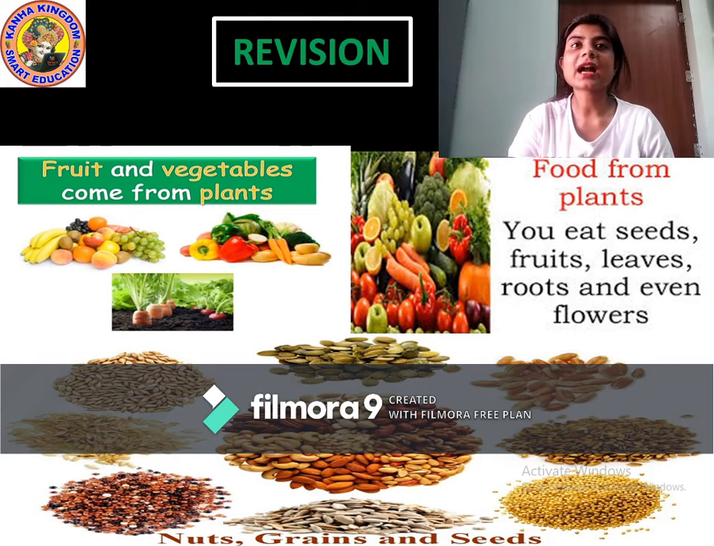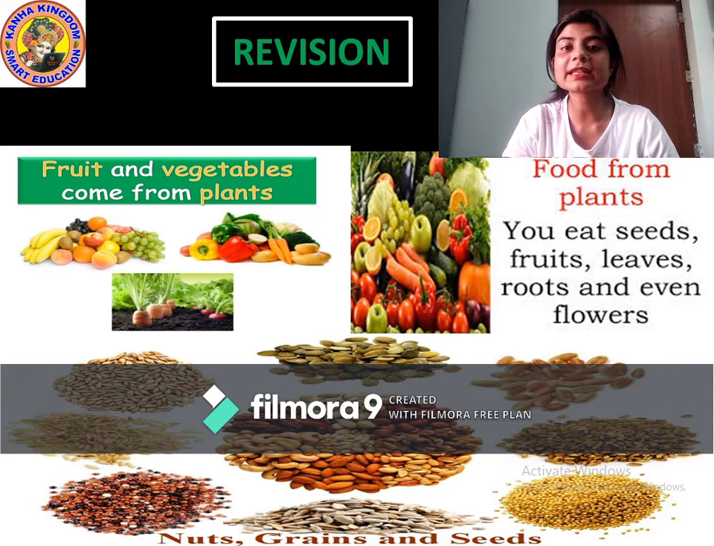Okay, then comes the leaf. We also eat the leaf of a plant as vegetables like cabbage, lettuce, rocket, coriander, spinach, mint. Okay, then leek. These are the leaves of a plant that we eat as vegetable. Then we also eat the flower of a plant as vegetable like cauliflower, banana, broccoli, etc.